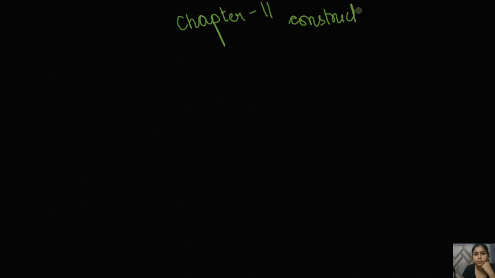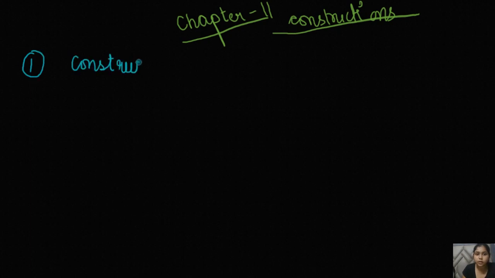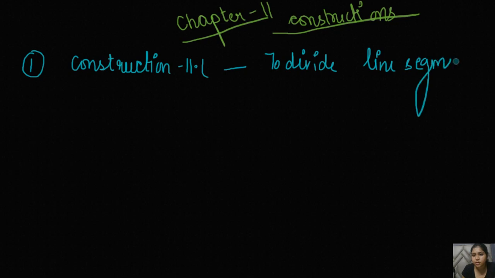So here I'm writing the important points for the constructions. This is your chapter number 11, constructions. So what are the points to remember in this particular chapter? First point is construction 11.1, to divide a line segment in the given ratio.